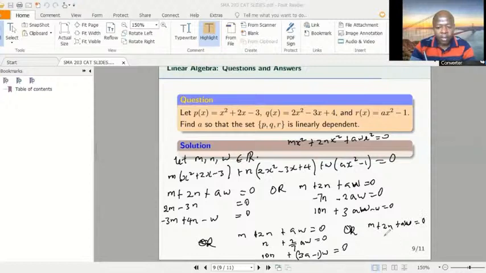Equation 2 remains the way it is. 2 out of 7 aw is 0. Multiply this by 10. Subtract from this, you have 0. Multiply this by 10, you have 20 aw out of 7. And subtract from this.